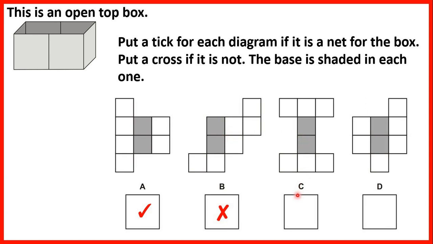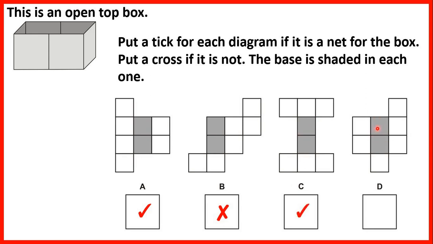Now if we look at C, we have our base. This square will fold up, this square will fold up, and then the squares at the sides will be able to fold around and cover all of our edges. So we have an open top box.